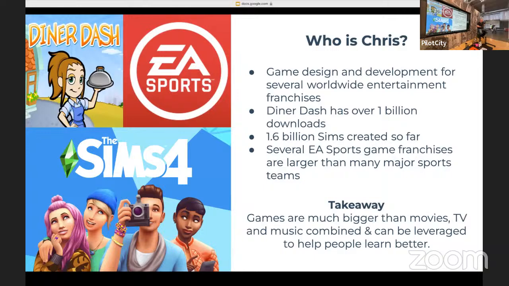It's kind of wild now. Some EA Sports game franchises are bigger than some major sports teams, right? So there are huge amounts of money going in there. In fact, video games are bigger than the movie industry, and they're bigger than the TV industry and the music industry combined. Just the games that you play on your mobile, anyone play games on your mobile? This is bigger than the movie industry, just by itself. So that's pretty wild.